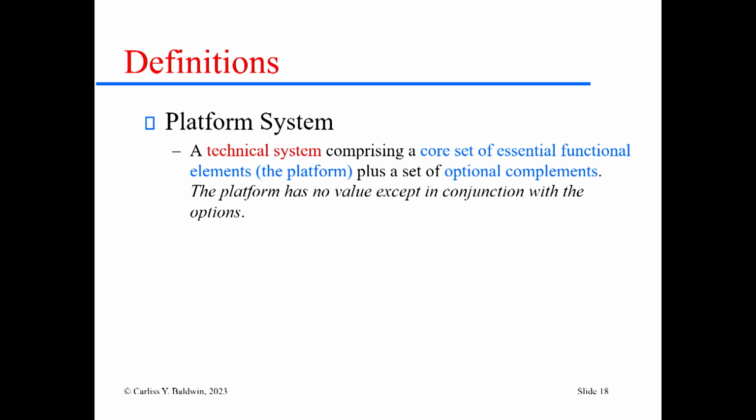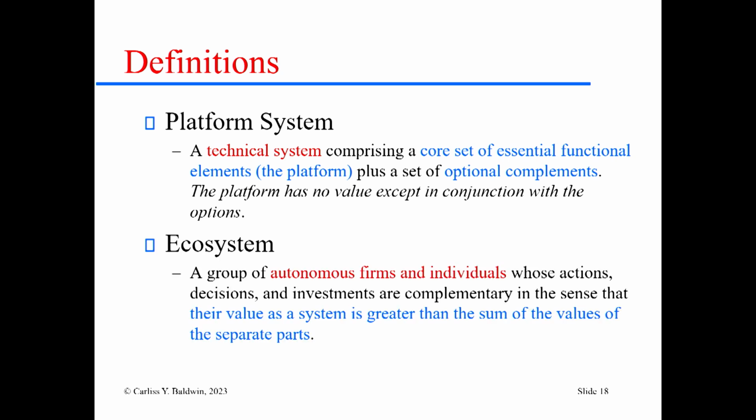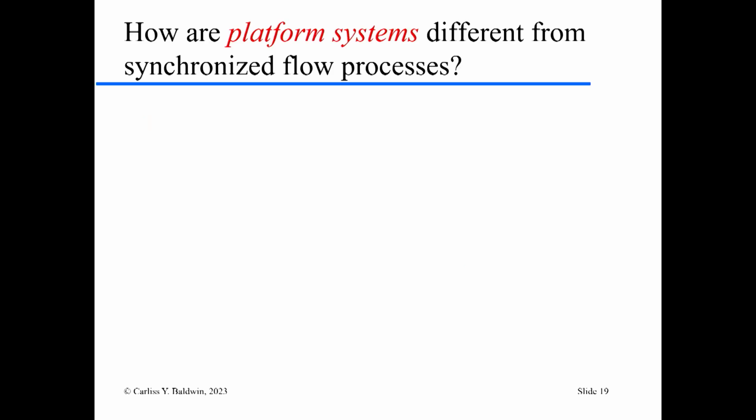In fact, all markets are basically platform ecosystems, all marketplaces. And this has been true back to ancient Sumeria. An ecosystem is a group of autonomous firms and individuals whose actions, decisions, and investments are complementary in the Milgrom-Roberts sense, of their value as a system is greater than the sum of the values of the separate parts. So each input makes the other inputs better. There's positive externalities throughout the ecosystem.